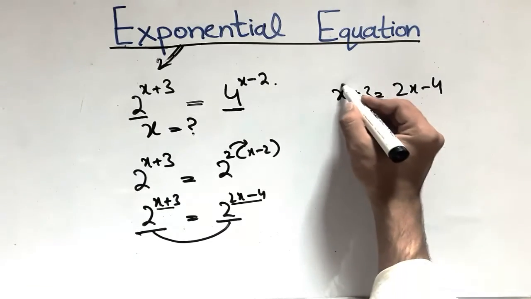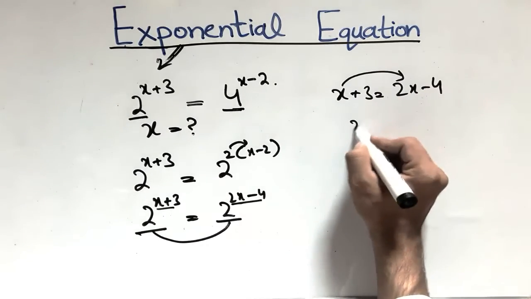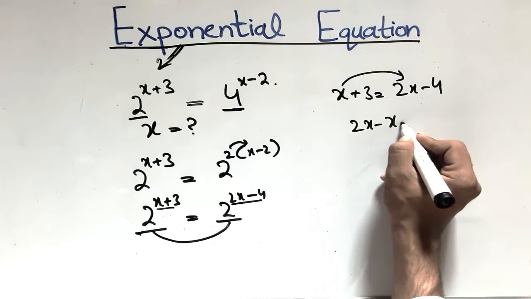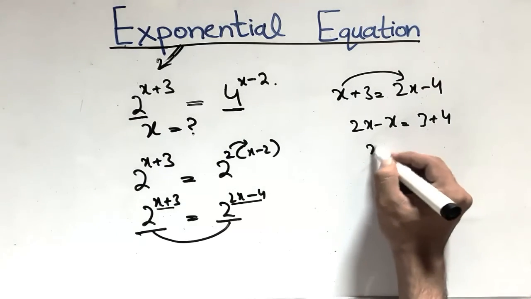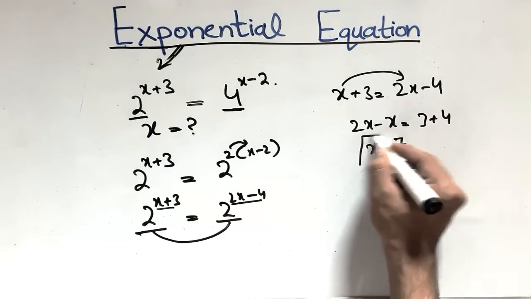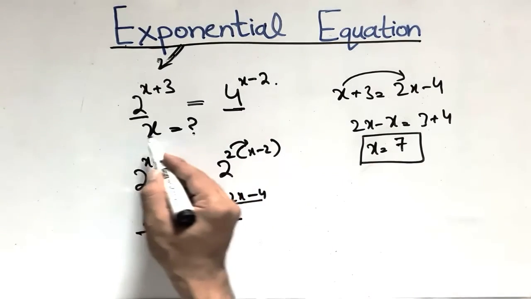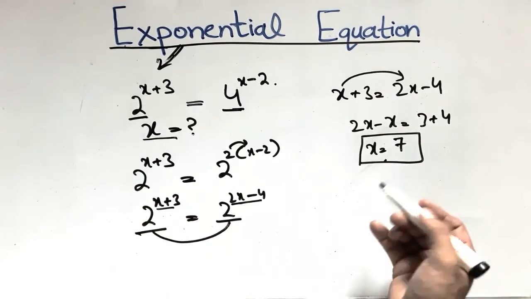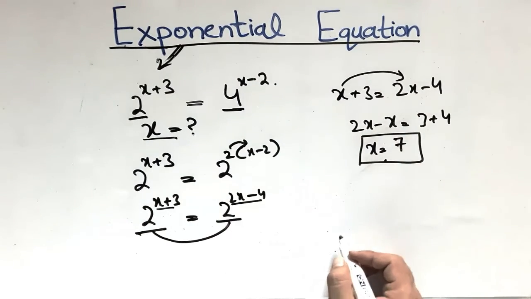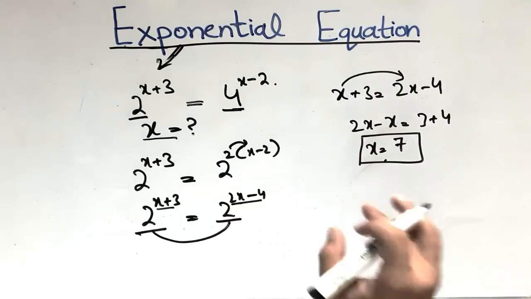Now we can solve this by moving x to the other side: 2x minus x is equal to 3 plus 4, and x is equal to 7. So we find that the value of x, which was unknown to us, is 7 in this case. So this was all about the exponential equation, and don't forget to subscribe to our channel for more videos.